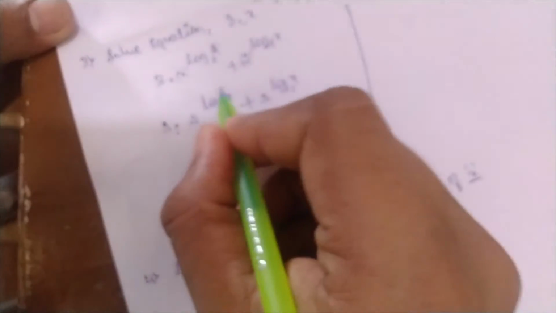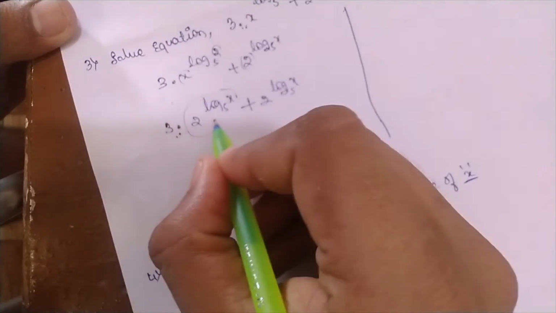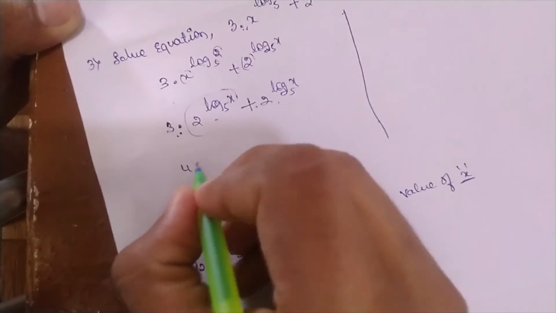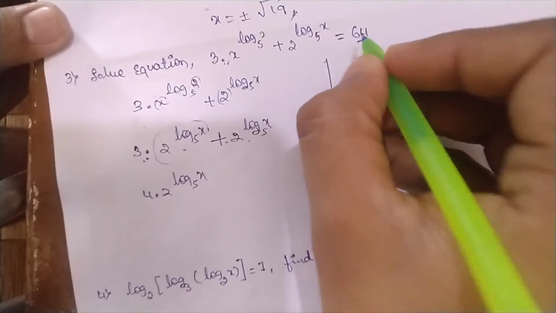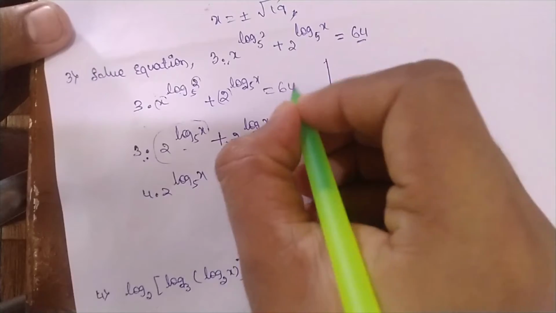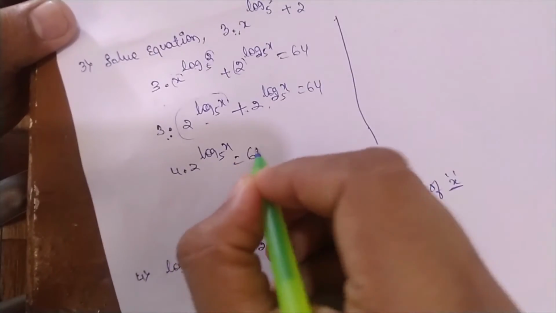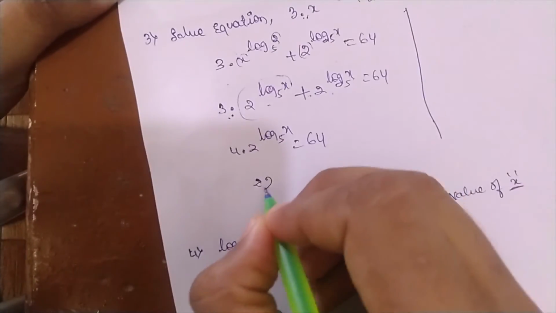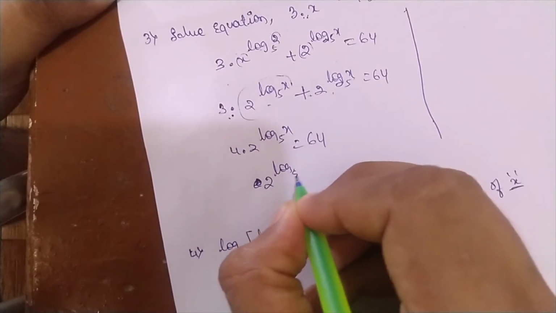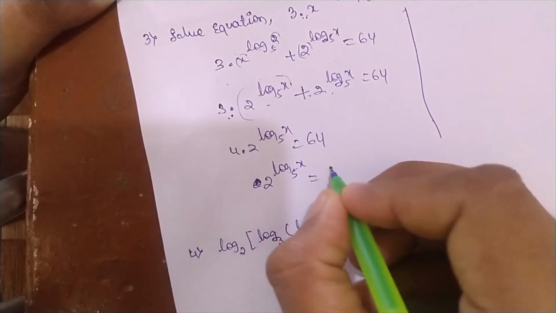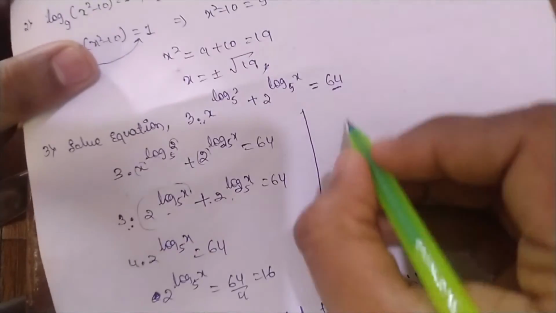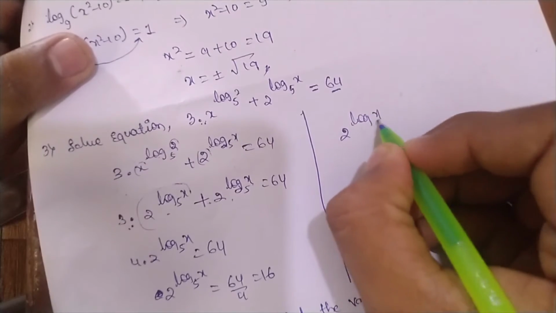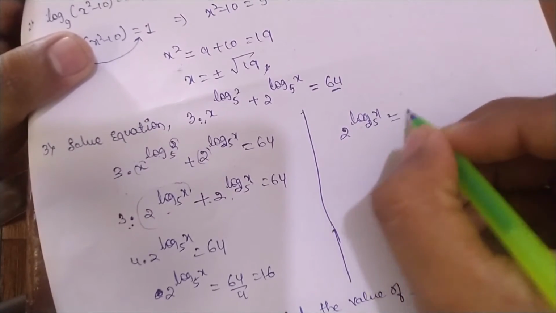So now, 3 times this plus 1 time this, so 4 times 2 power log x base 5 equals 64. So now 2 power log x base 5 equals 64 by 4, which is equal to 16. So take now 2 power log x base 5 equals 16.